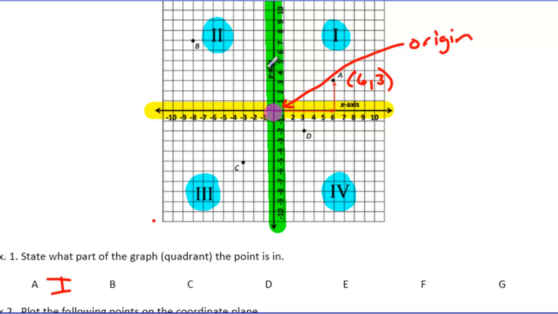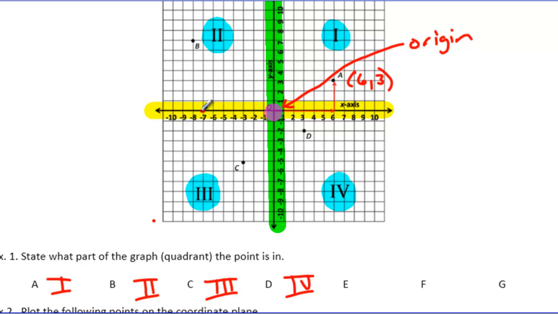Part B, you'll notice, is over here in quadrant number 2. Part C is down here. This is referred to as quadrant number 3. And part D, you see right here, is referred to as being in quadrant number 4. Now you'll notice there's an E, F, and G, but you don't see them on your graph. That's something we're going to put in next.